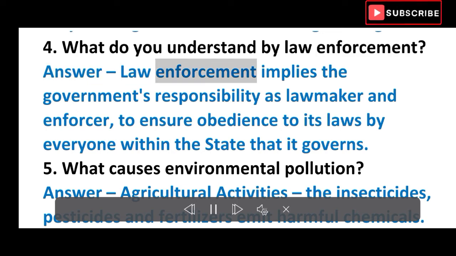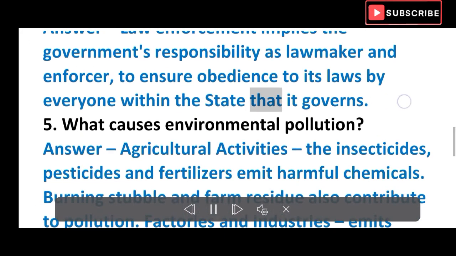4. What do you understand by law enforcement? Answer: Law enforcement implies the government's responsibility as lawmaker and enforcer, to ensure obedience to its laws by everyone within the state that it governs.